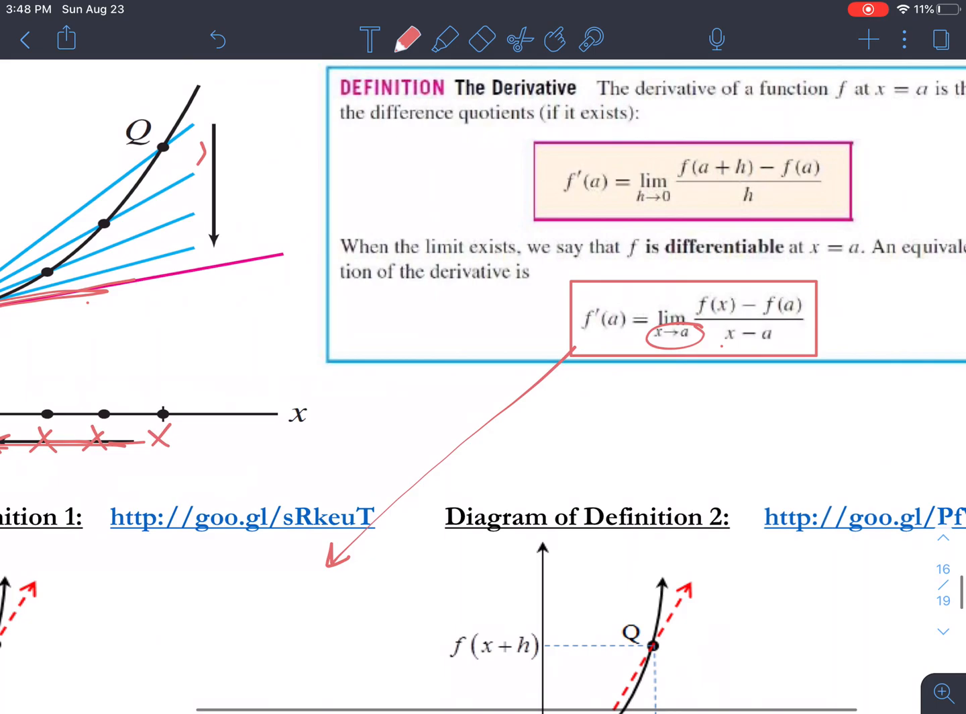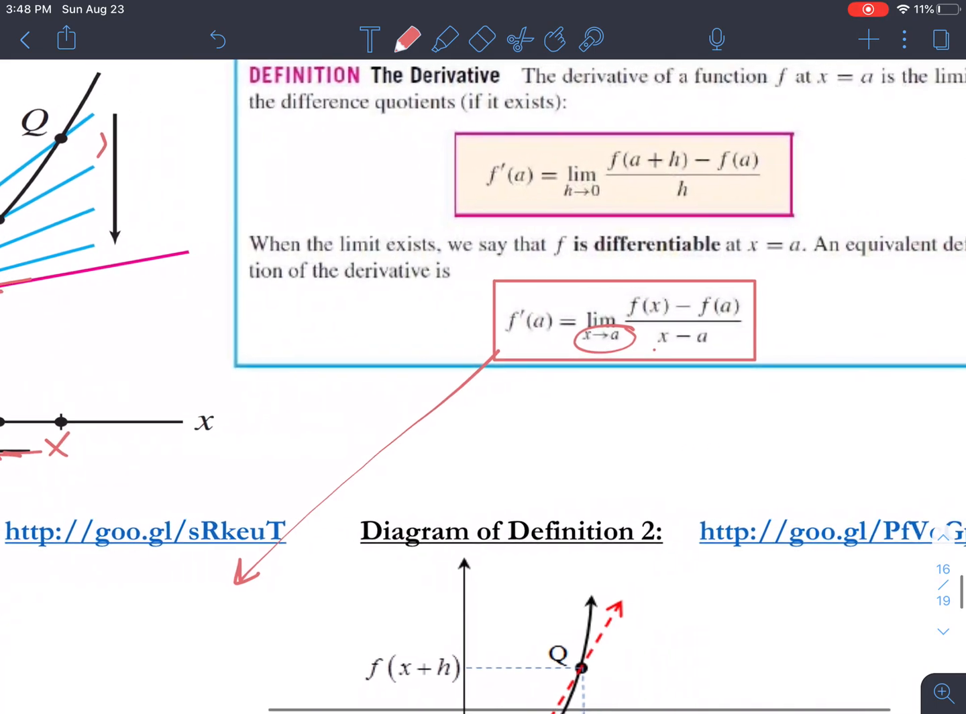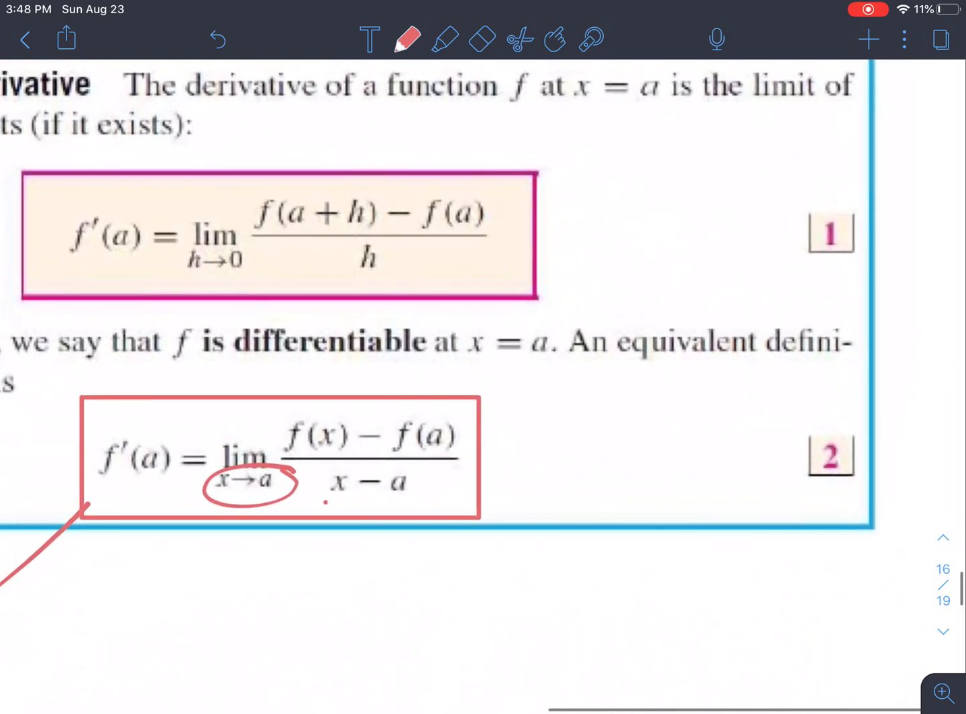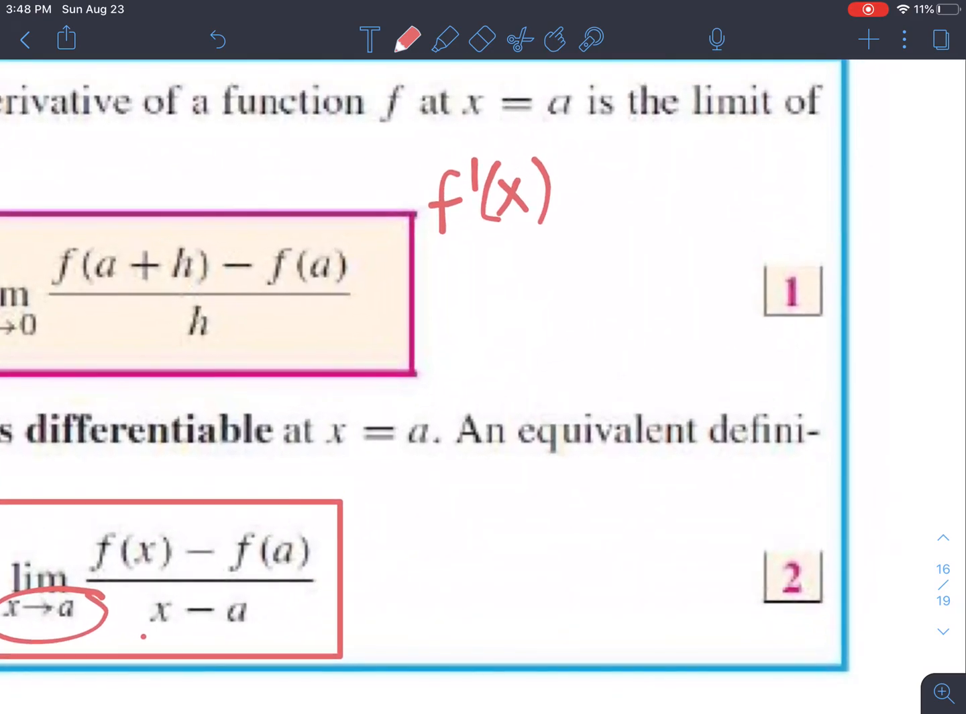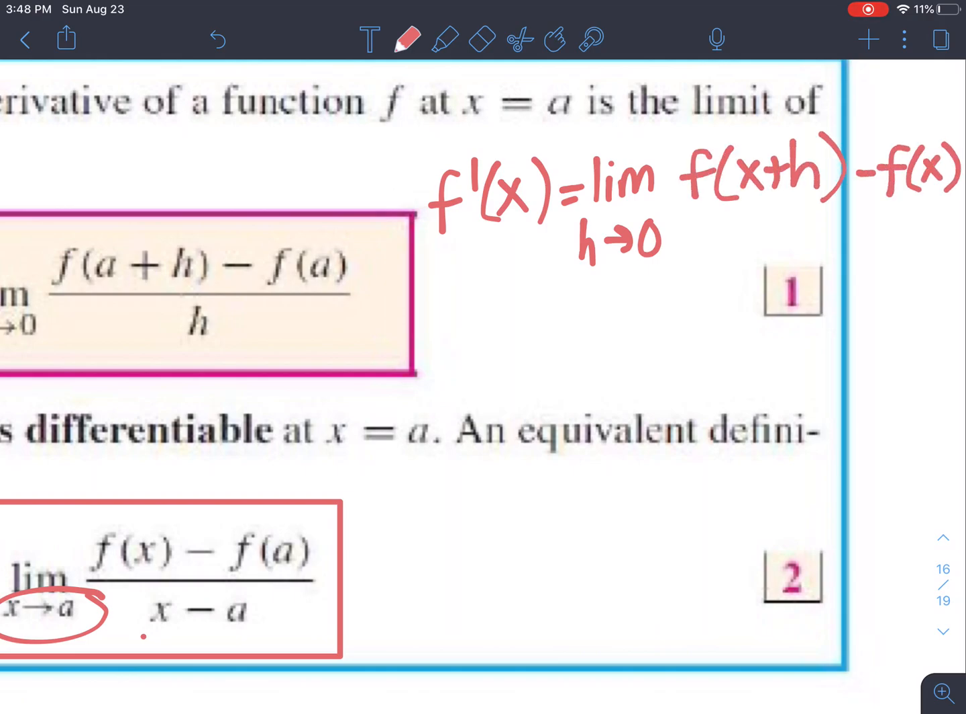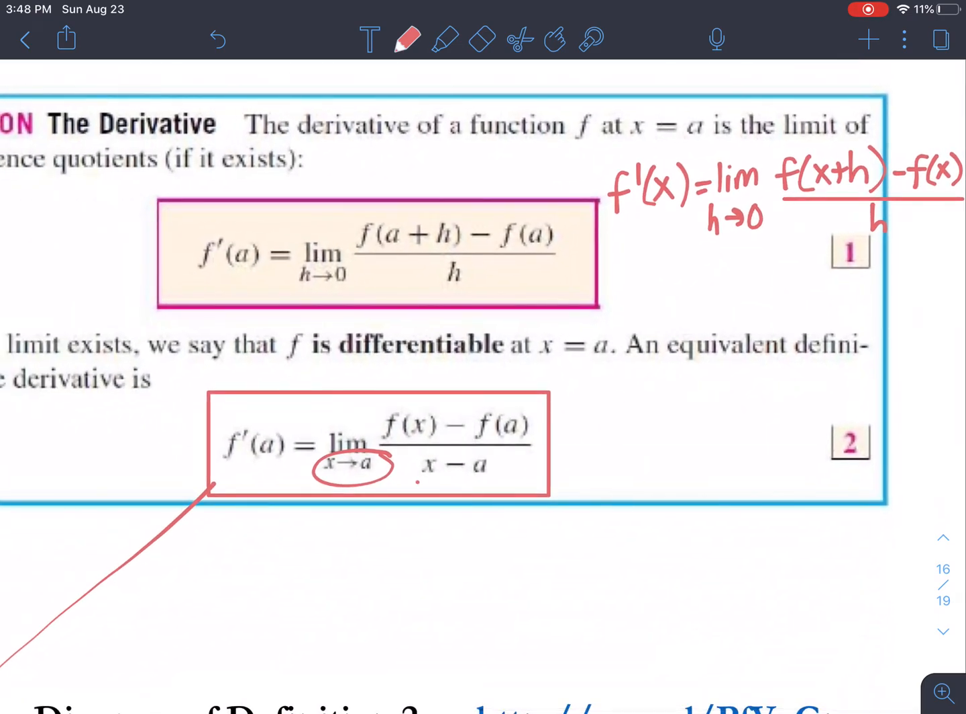Okay, another definition you're going to need to know, it could be this version, more popular you'll see if we're just talking about the derivative in general, maybe not at a value. If I just say, what's the derivative of f of x? That's the limit as h approaches 0 of f of x plus h minus f of x all over h. Now you'll notice this is very similar, but I'm talking about f prime of a.